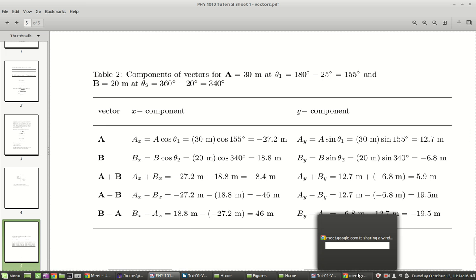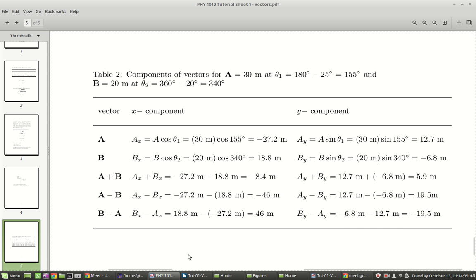Okay, so now we have filled up our table. For vector A, we have the x component and the y component. For vector B, we have the x component and y component. For A plus B, we have the x component and the y component. For A minus B, the x component and the y component. For B minus A, the x component and the y component. Is this clear to everyone?